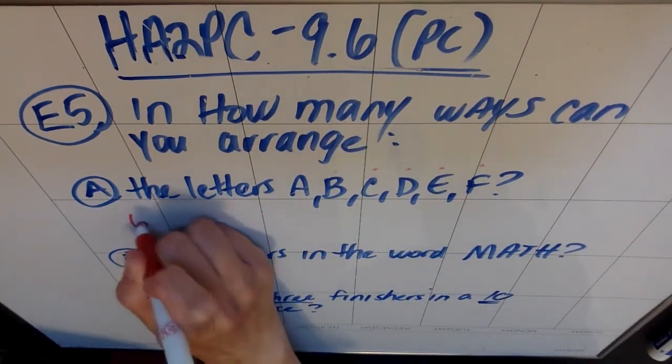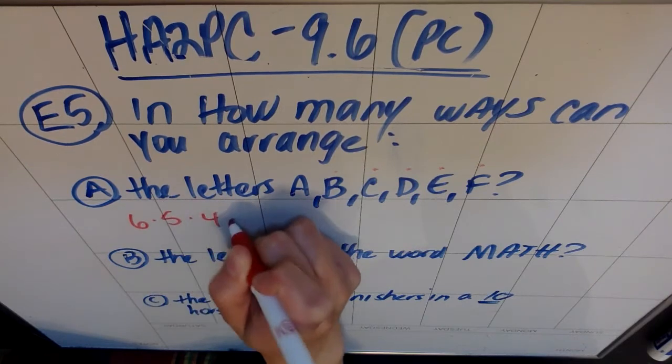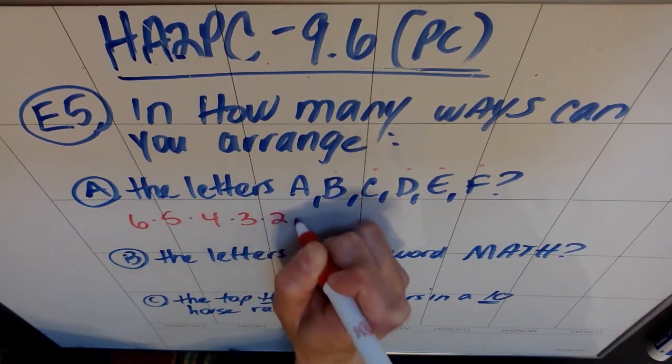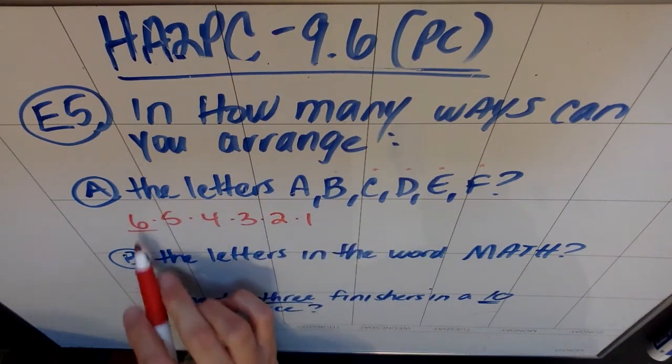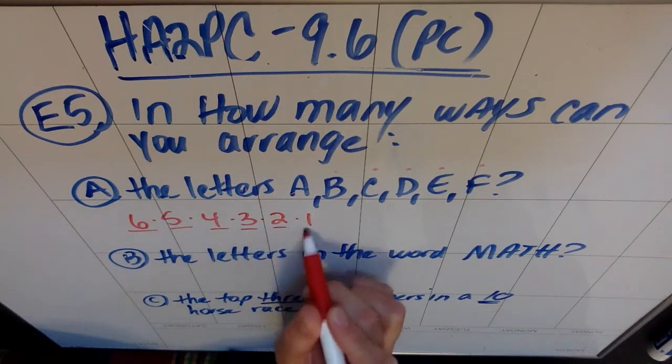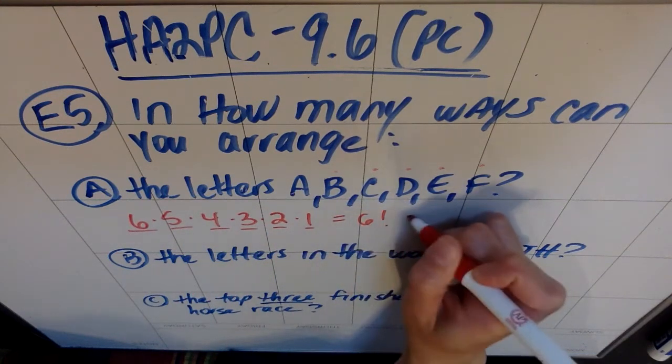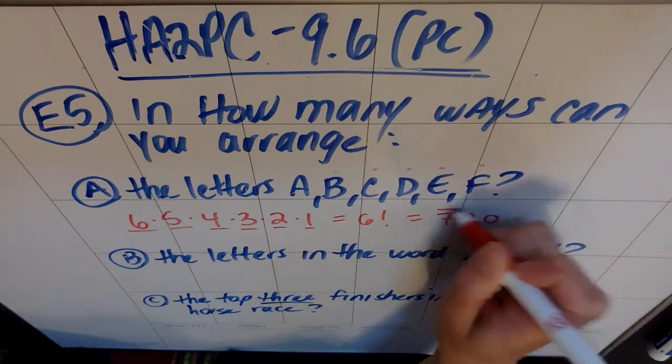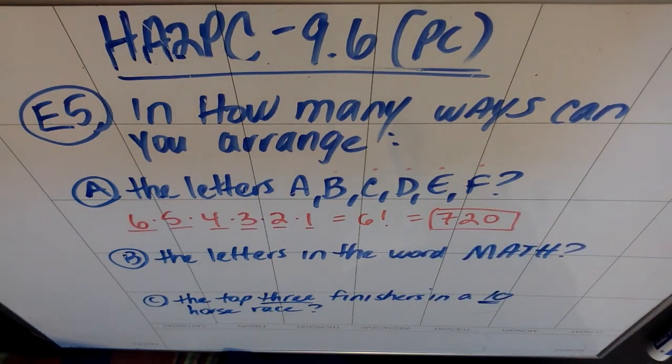I don't care if you do it like this, if you need to actually write it out in your brain, like the first option, you have 6 letters, then 5 letters, then 4, then 3, then 2, then 1. Or if you want to write it as 6 factorial, either way, it's 720, which you can get by putting 6 factorial in your calculator.